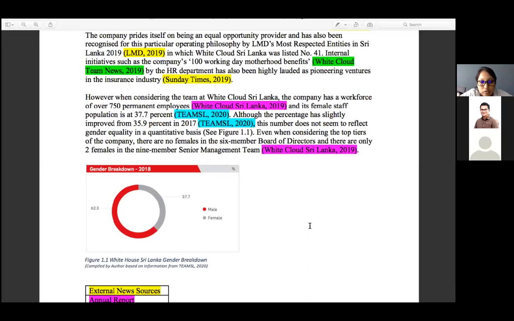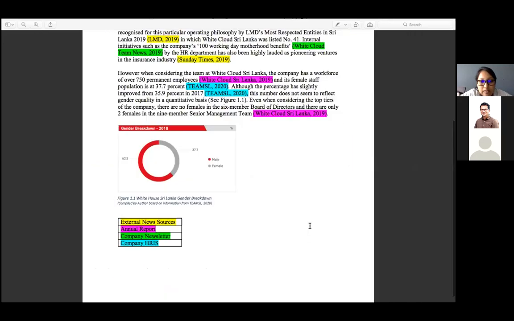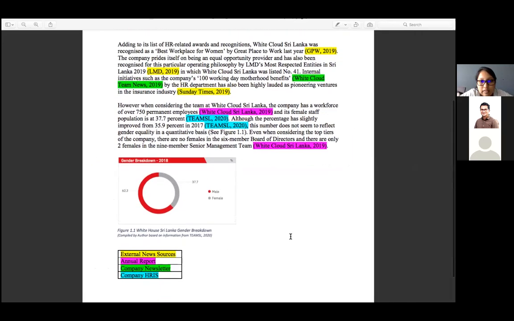So I want to show this to you because now see the colors. The yellow colors are the external news sources. This is the company's annual report. This is the company's newsletter, which they send every month to the employees. And this is taken from the company's HRIS, like the numbers of the employees and all.